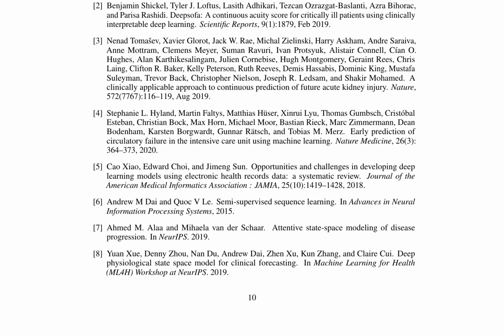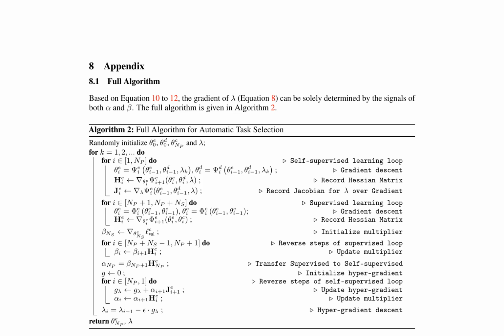in real-world clinical settings. Here is a combined summary of pages 13 and 14. The full algorithm for automatic task selection is presented in Algorithm 2, which combines self-supervised and supervised learning loops. The algorithm initializes the parameters θ_e, θ_d, θ_c, and lambda, and then iterates through the self-supervised learning loop, where the gradients of lambda are computed using equations 14 and 15.